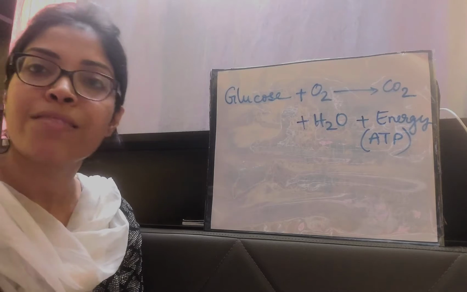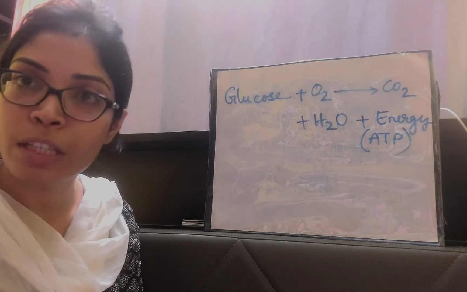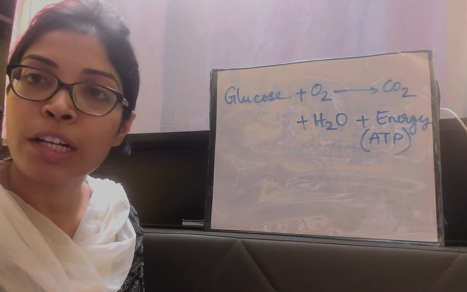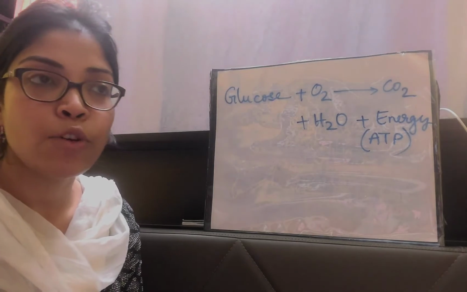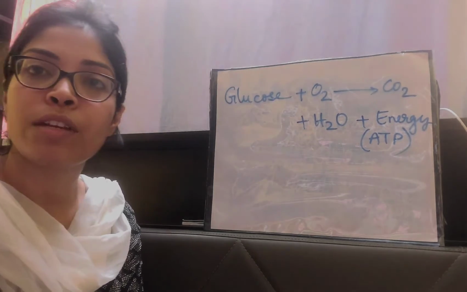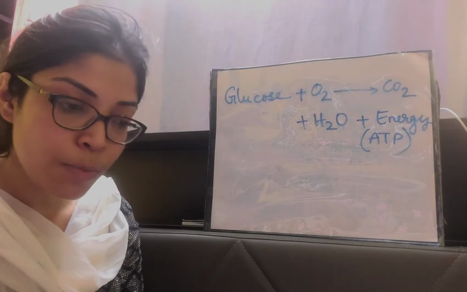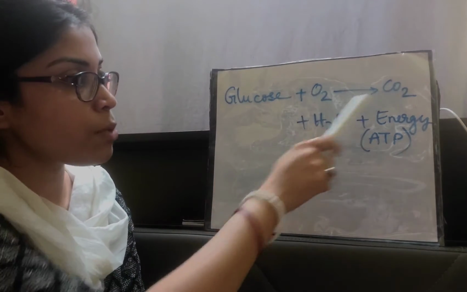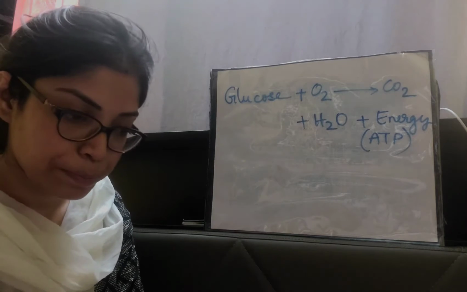So how do they themselves get the oxygen? Just like we get oxygen by breathing, we have certain breathing organs in our body. Plants also have certain organs in their body through which they can take the atmospheric oxygen for this process of respiration. Okay, glucose breaks down after it combines with oxygen. When it combines with oxygen, it breaks down into these three things: carbon dioxide, water and energy.